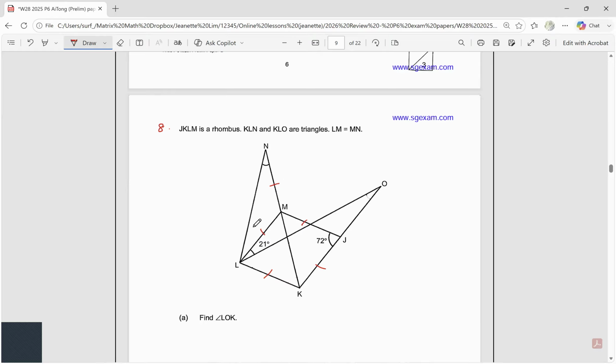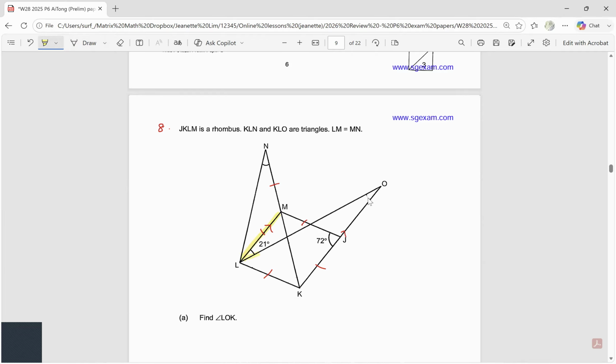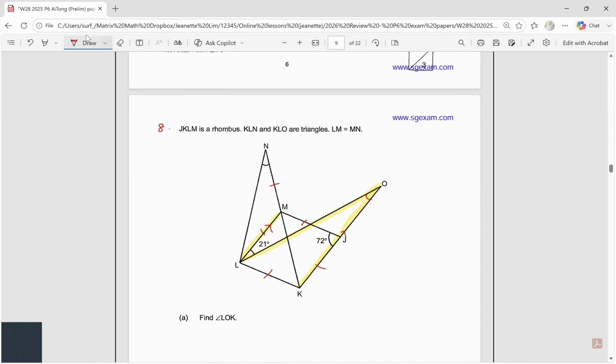Okay, then angle LOK, this angle over here. Now, you have parallel lines, right? Because it's a rhombus. So you actually have an alternate angle, which is like the Z, like that. So angle LOK here is actually 21 degrees, same as angle MLO.